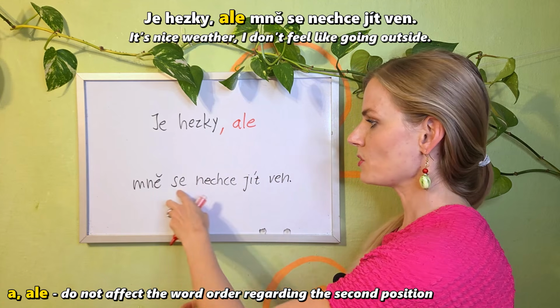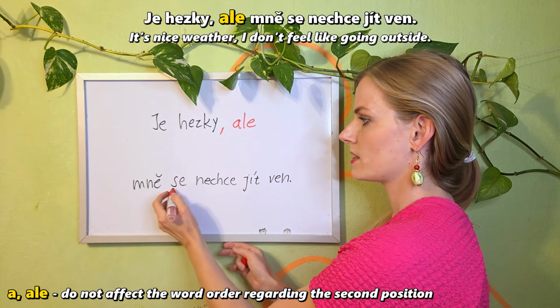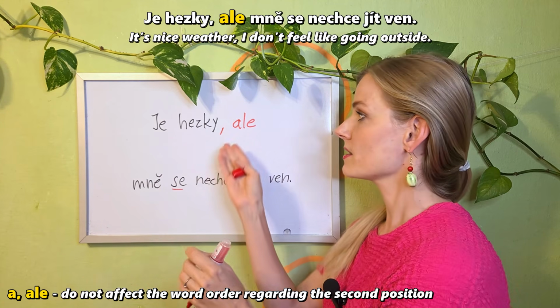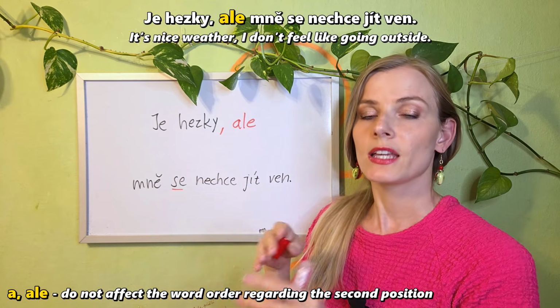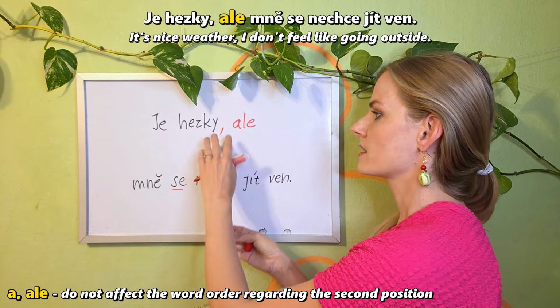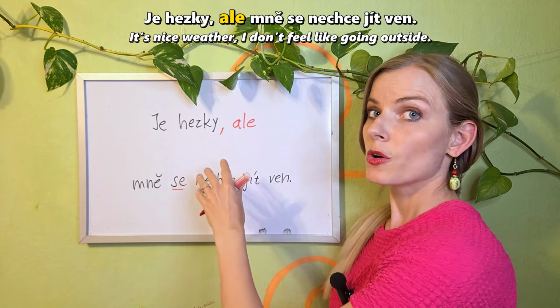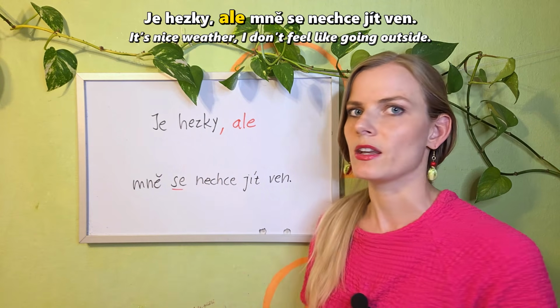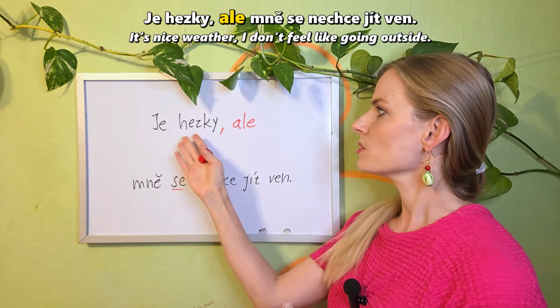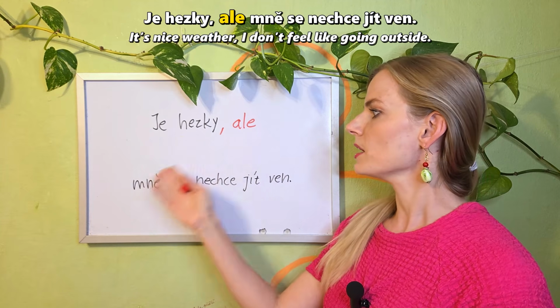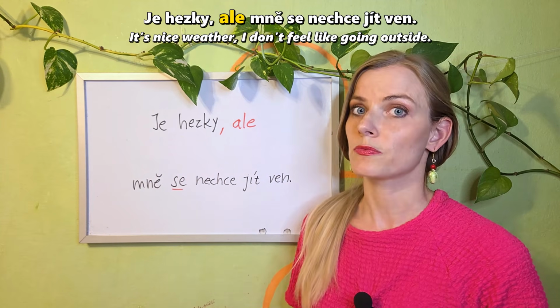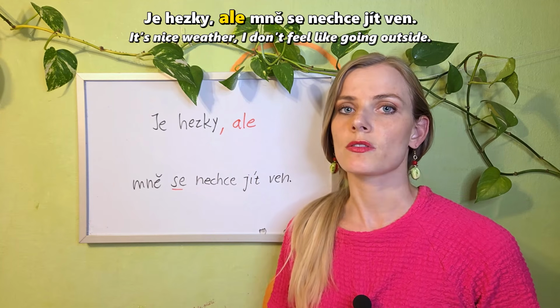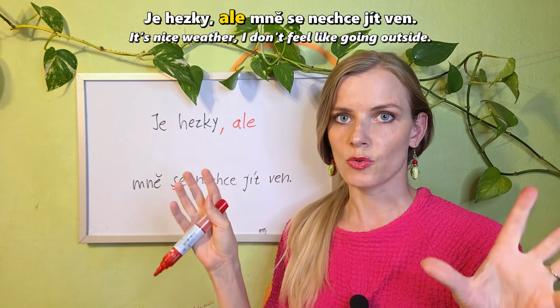So this is totally fine. This word order set right here is fine, as if ale was not here. The same would be for a. Je hezky a mně se nechce jít ven. Or je hezky, ale mně se nechce jít ven. So this one means it's nice out, but I don't feel like going out. We write a comma here because we separate these two ideas.